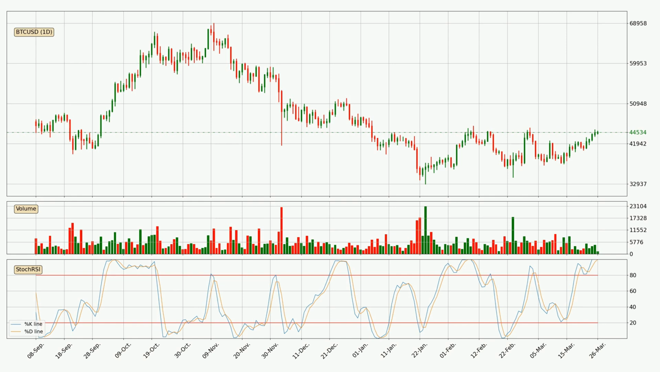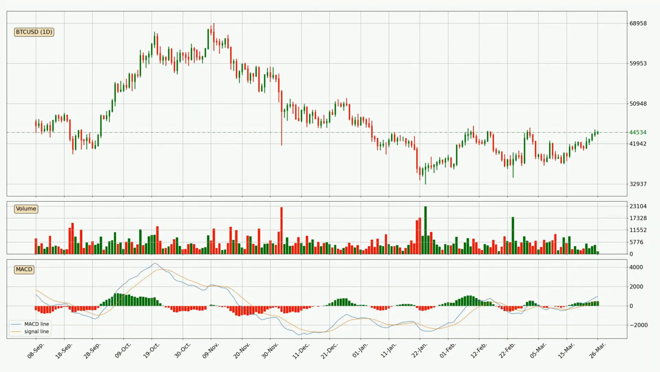Jumping to the daily MACD, seeing as the MACD line is above the signal line, it means that the trend is currently on the up. Looking at the MACD histogram, we can see that the momentum is strong at the moment and we can expect the price to continue growing or maybe at least remaining the same for some time.